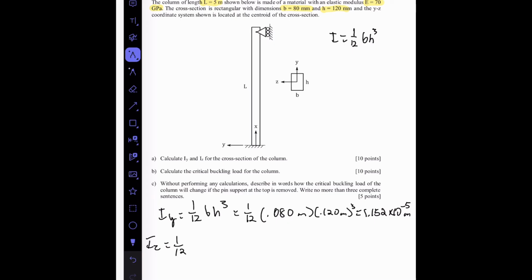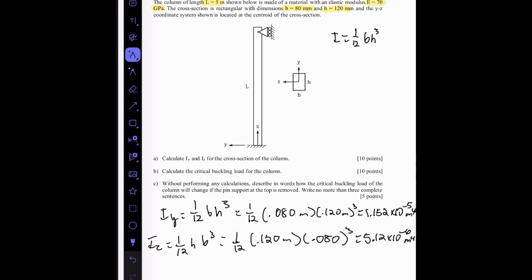And then we can do the same thing for IZ, except for your base and height, it's going to be flipped, so it's going to be 1/12 h times b cubed, because we're taking the moment of inertia with respect to the z-axis. So it's going to be 0.120 times 0.080 cubed, and that's going to be 5.12 times 10 to the negative 6th meters to the 4th, and that should be meters to the 4th. Alrighty, so that's part A of this problem.